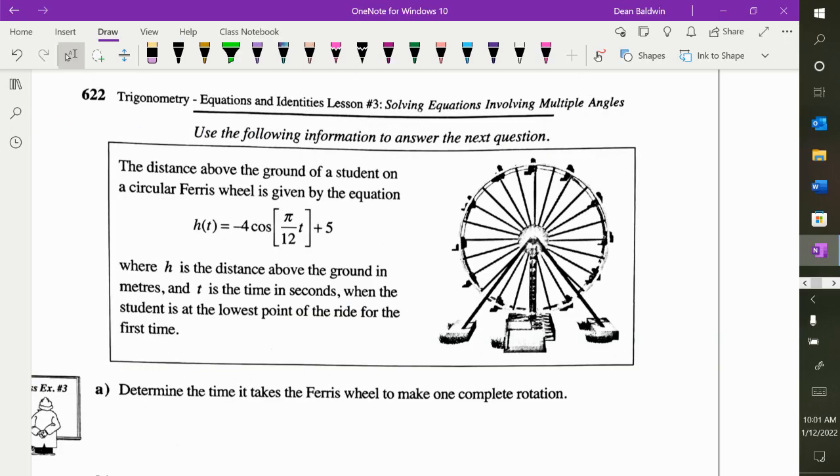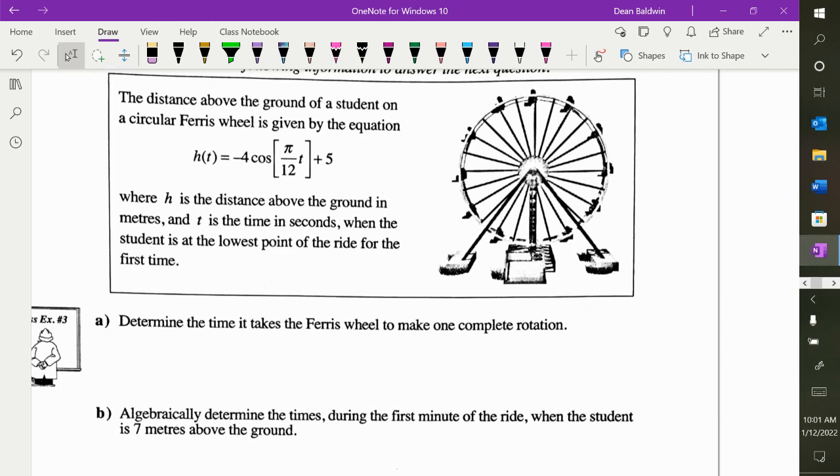Okay, so we have the equation of the Ferris wheel: h equals -4 cos of pi over 12 t, plus 5, where h is the height above the ground and t is time in seconds. Determine the time it takes for the Ferris wheel to go around once. If I ask you to tell me the time it takes to go around once, what am I really asking for? The period, right? I'm asking for the period because it's one complete rotation.